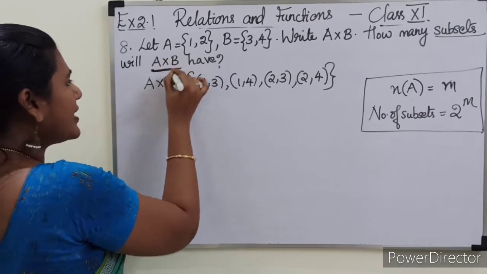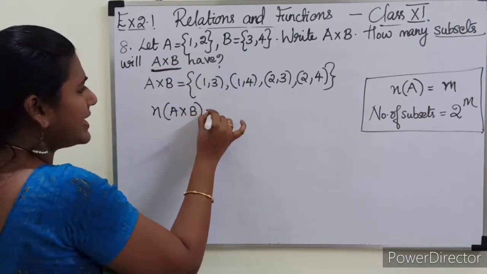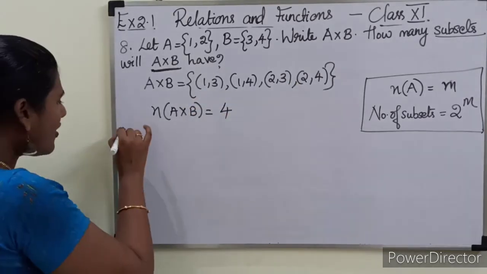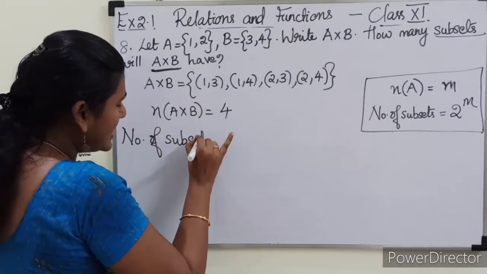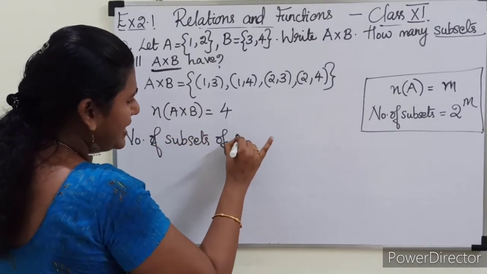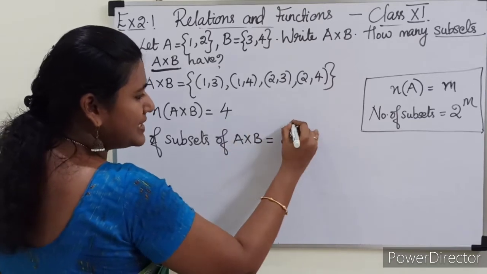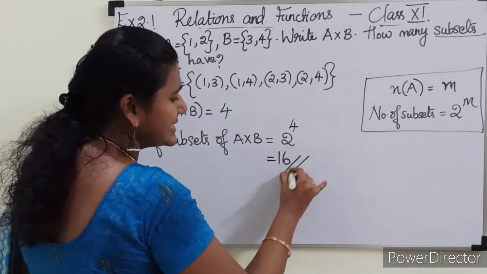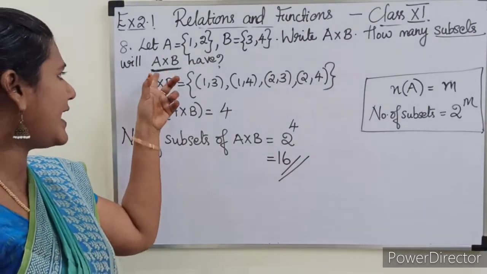So first you find out the number of elements in A cross B. How many elements are there in A cross B? 4 elements. So the number of subsets of A cross B, the formula is 2 power m. That is, m is 4 here, that is 2 power 4. So the answer is 16. So there will be 16 subsets for A cross B.